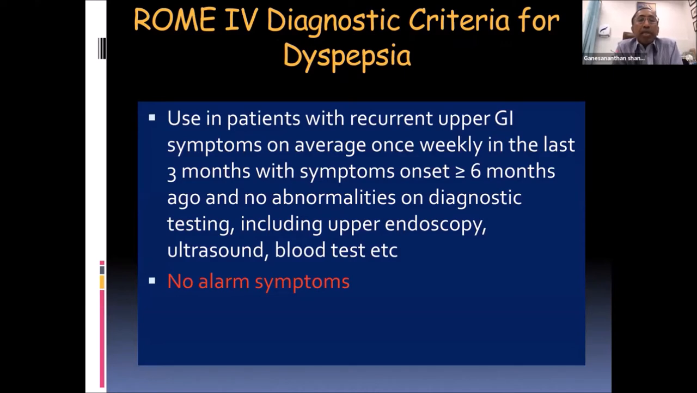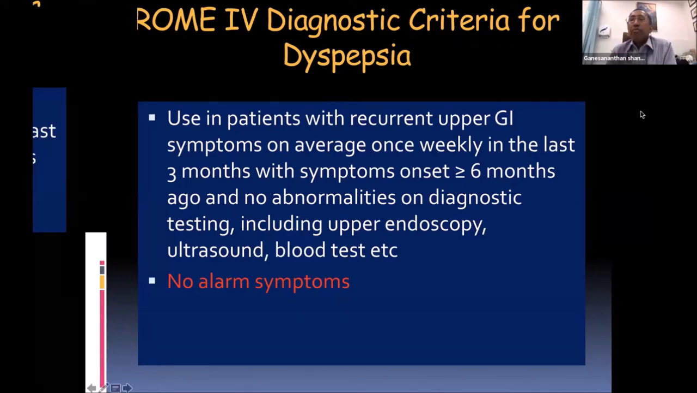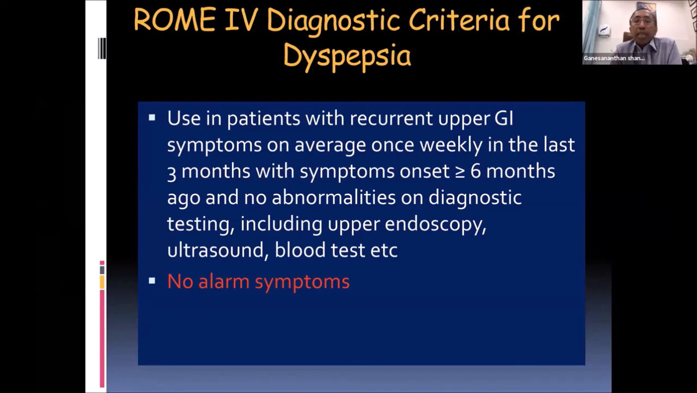Dyspepsia means a recurrent upper GI symptom on an average of once weekly in the last 3 months, with symptom onset more than 6 months back, with no abnormality in the diagnostic testing, which includes upper endoscopy, ultrasound, blood tests. And again, there must be no alarm symptoms. This, no alarm symptoms, is very, very important.